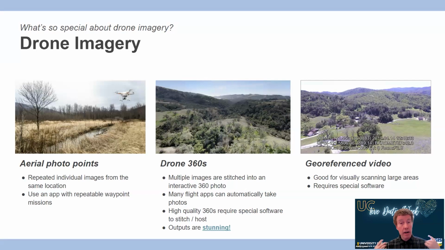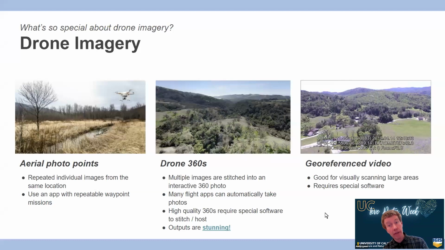Drone 360s are another kind of data product that you can take with drone images. You fly the drone up, it takes a series of photos, 20, 25 photos in a circle, and then you stitch them together, and you get a beautiful interactive 360 photo. I will share a link in the chat window to this slide deck so you can click on this example one. I don't want to go there right now.